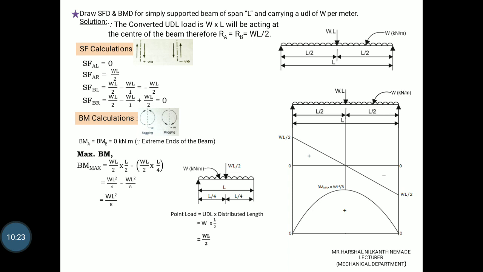After the SF calculation, I will calculate the BM calculation, and for the maximum bending moment, you may see the figure which I have drawn. The bending moment is WL upon 2 multiplied by L upon 2 minus WL upon 2 multiplied by L by 4, which is equal to WL square divided by 4 minus WL square divided by 8. I will get the total value WL square divided by 8 for the maximum bending moment. Okay, for the maximum bending moment I have got the value, and I will make the curve.